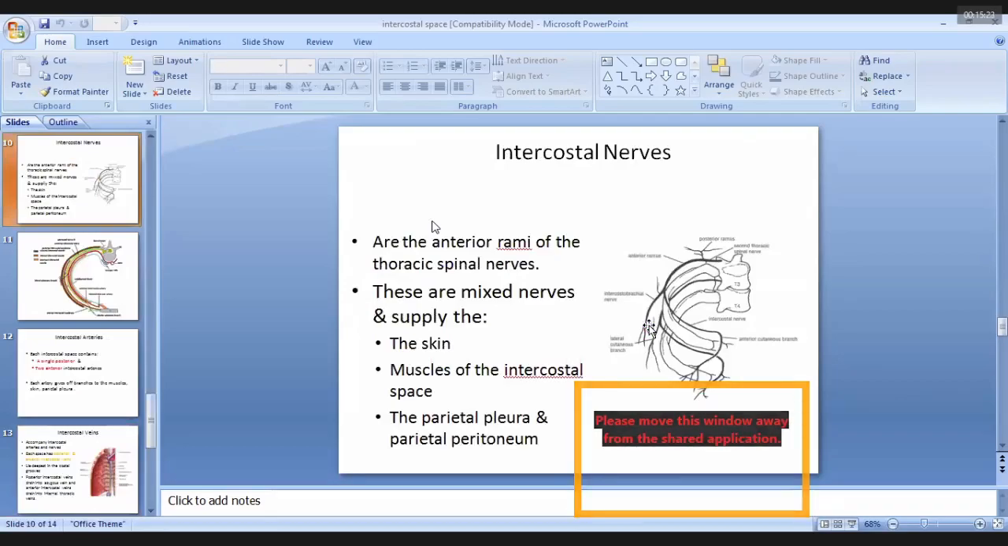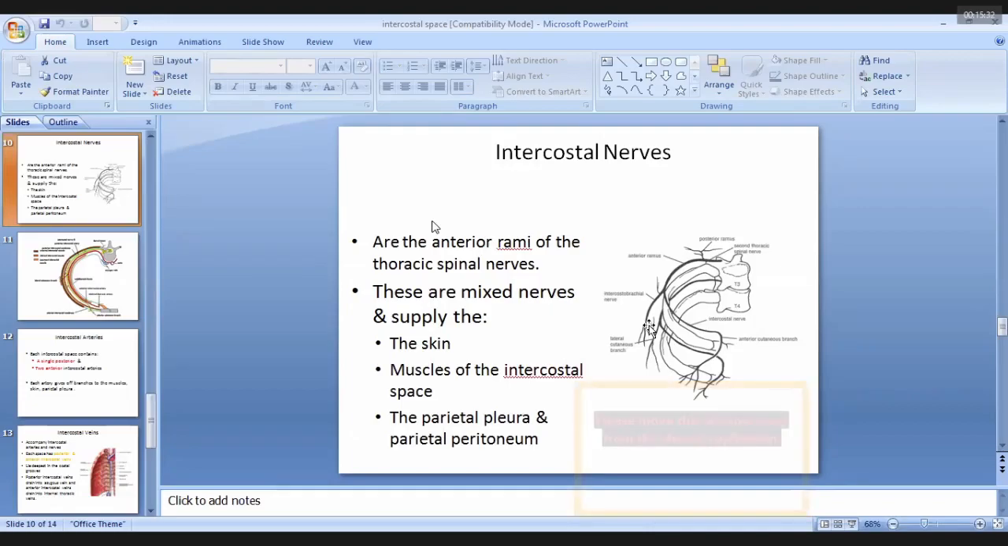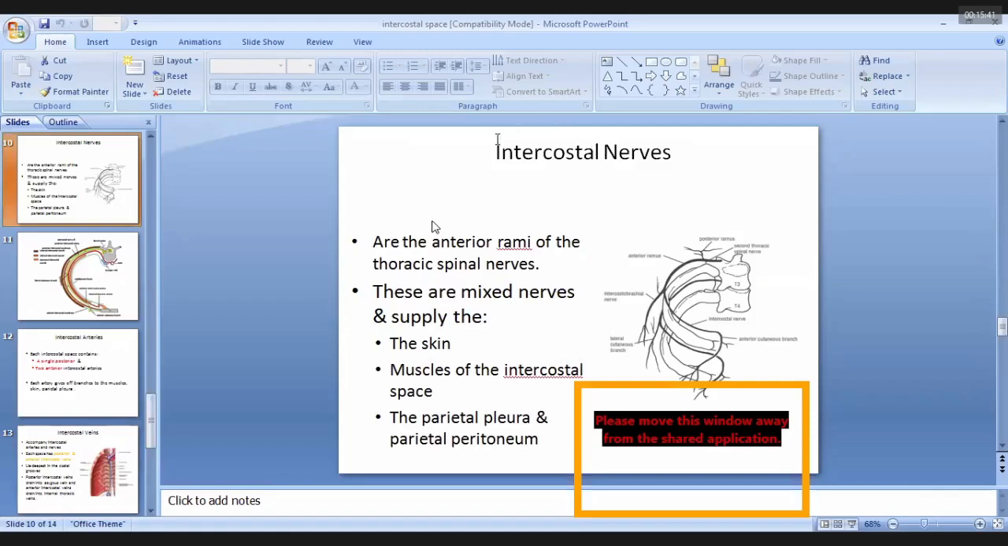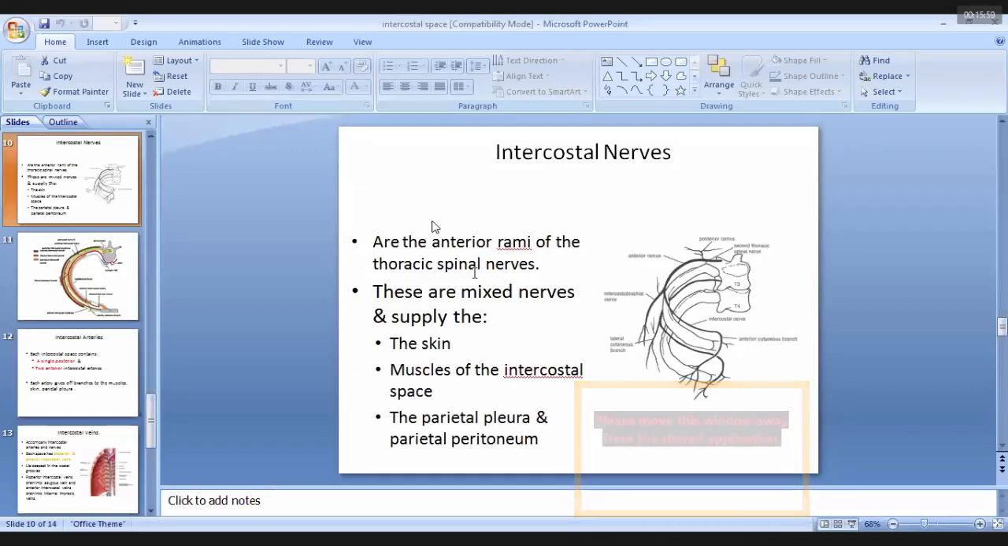So that is some of the introduction related to the intercostal space. All these structures we will discuss in detail with the neurovasculature of the thoracic wall. But as a content of the intercostal space, there are a few introductory points related to the neurovascular bundle. These intercostal nerves are actually the anterior rami of the thoracic spinal nerves. Each spinal nerve, when it exits through the intervertebral foramen, divides into two rami, the posterior and anterior rami. The anterior rami of the thoracic spinal nerves form the intercostal nerves.